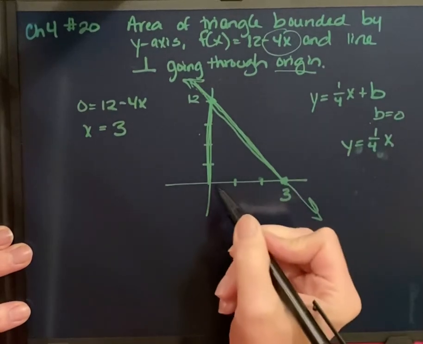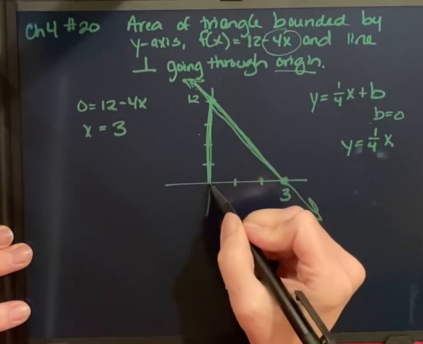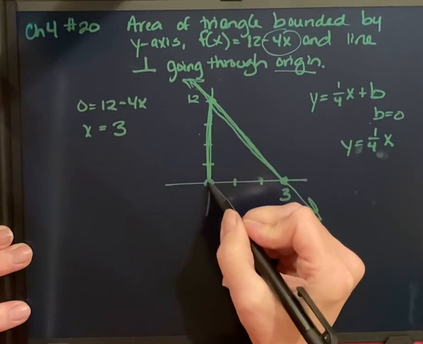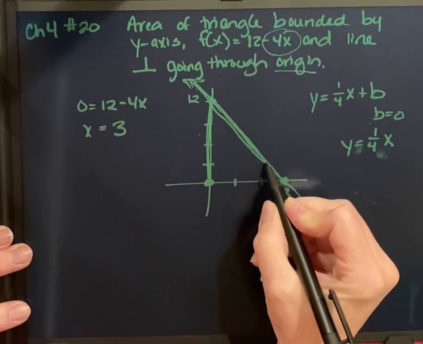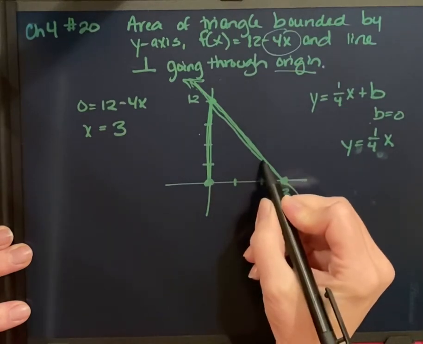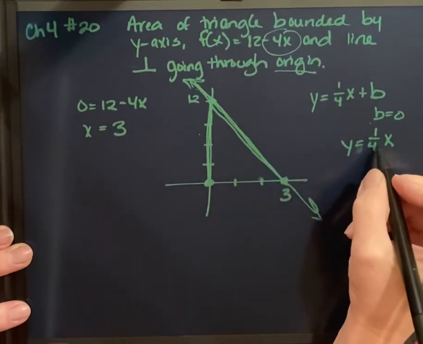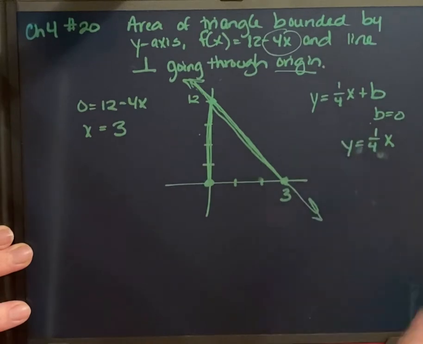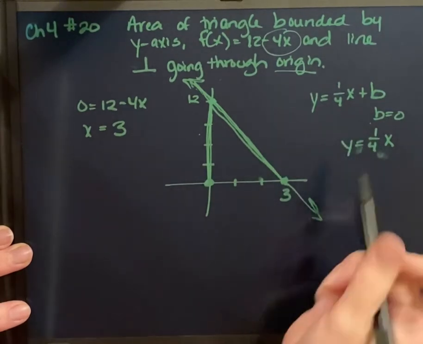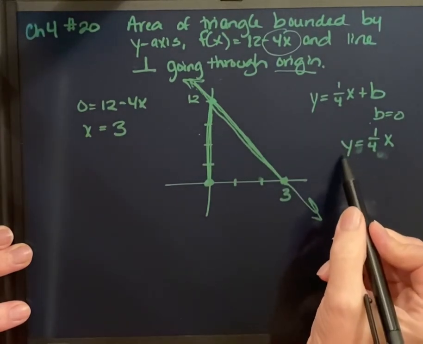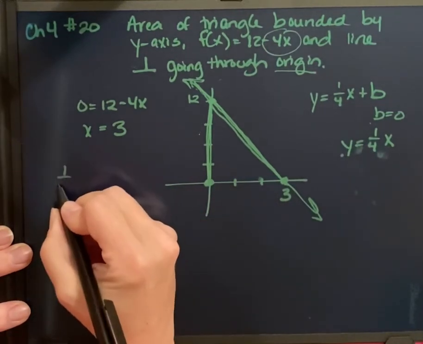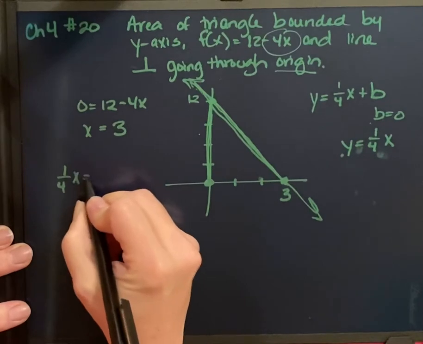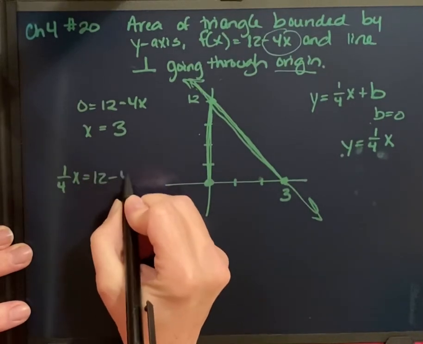So now what we want to know is, we know it goes through the origin, but where does this intersect with this line? Because that will help us to find the distance. So what we want to do is set them equal to each other, and that's going to give us one of our values. This is already set equal to y, so let's plug this in. 1/4 x equals 12 minus 4x.